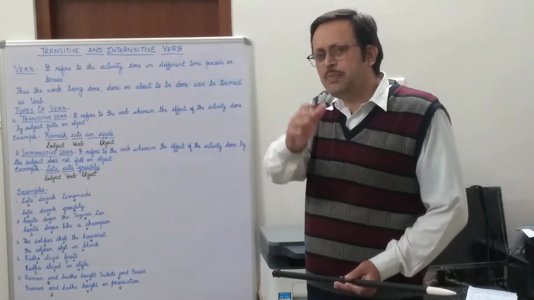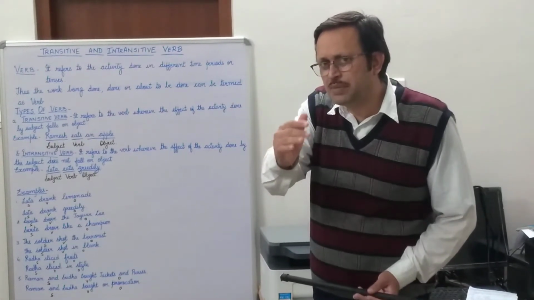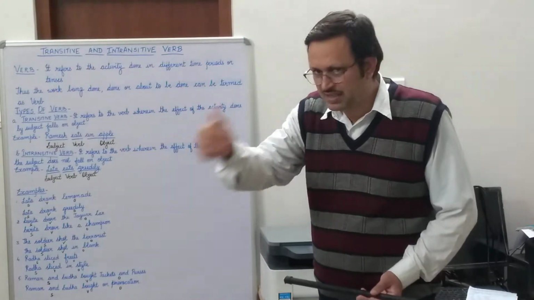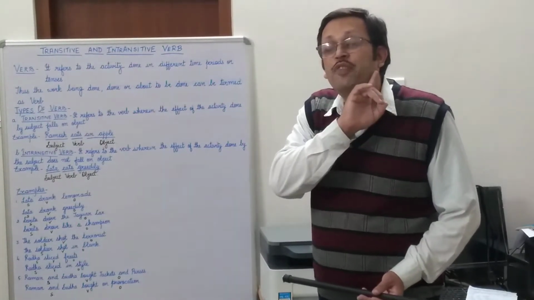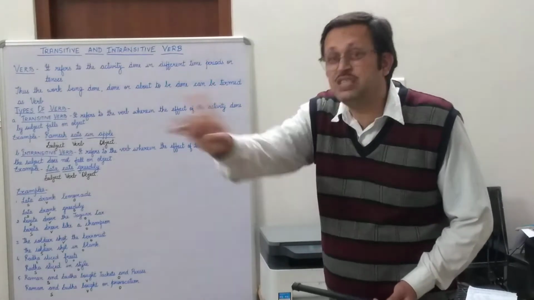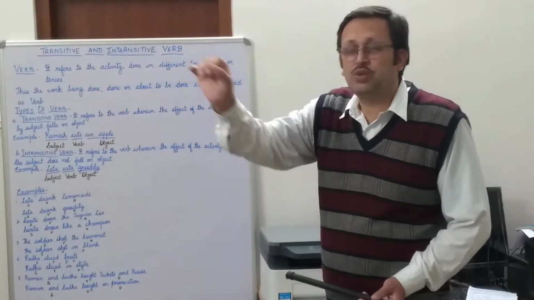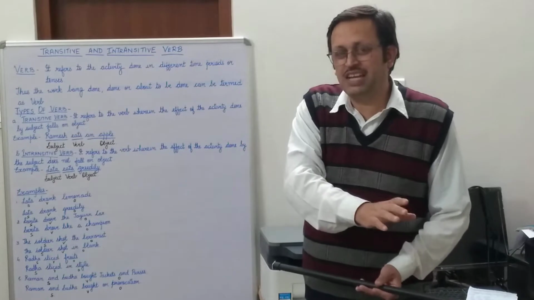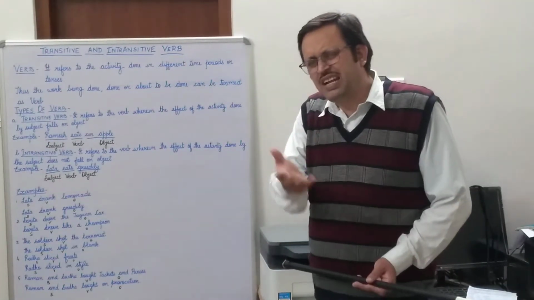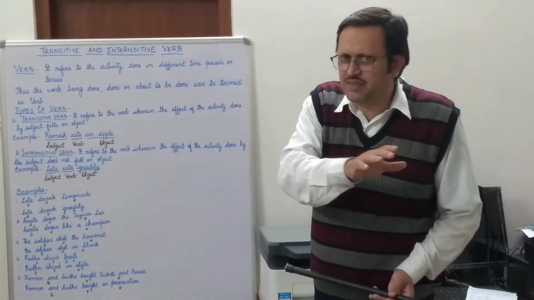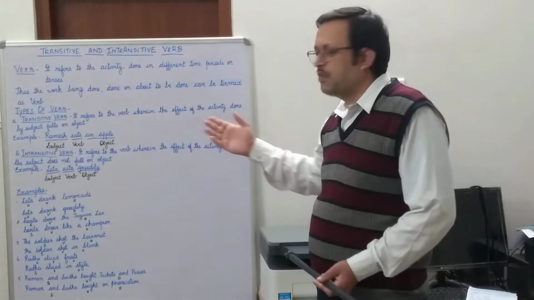So in transitive verb, the effect of the activity done by the subject passes on to the object. And in intransitive verb, the effect of an activity done by the subject does not pass on to the object. So one is transitive, another is intransitive verb. We'll further understand what is the difference between transitive and intransitive with the help of some examples.